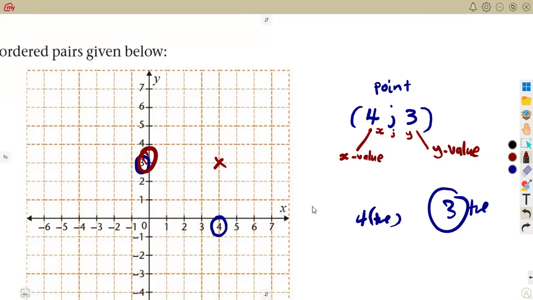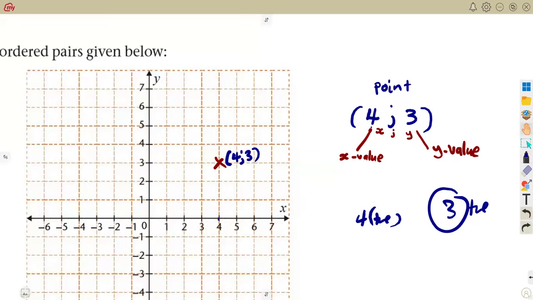Not the 3, not the 4. The 3 and the 4, they are helping us to find this point. So this is the point here that is called 4, 3. Remember, start with X. 4, 3. That is the name of this point. X is 4, the X value here. Y is what? Positive 3.